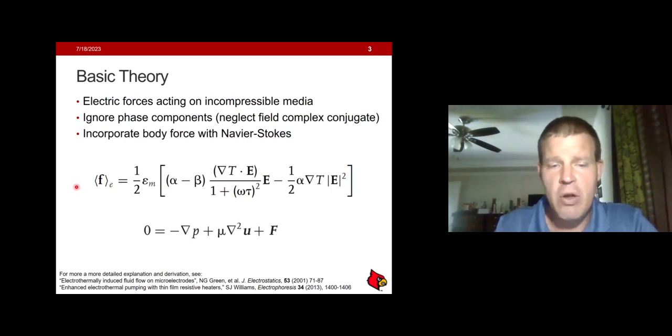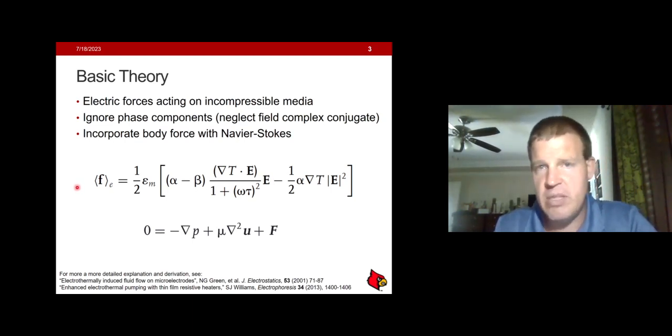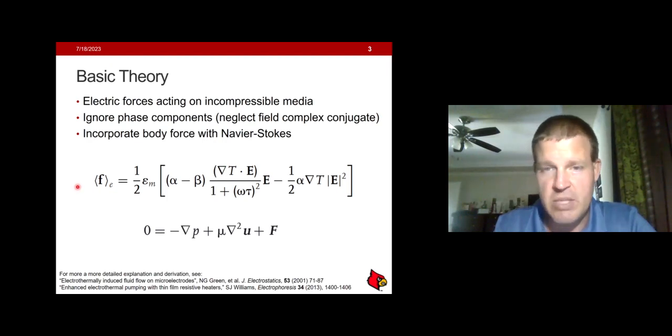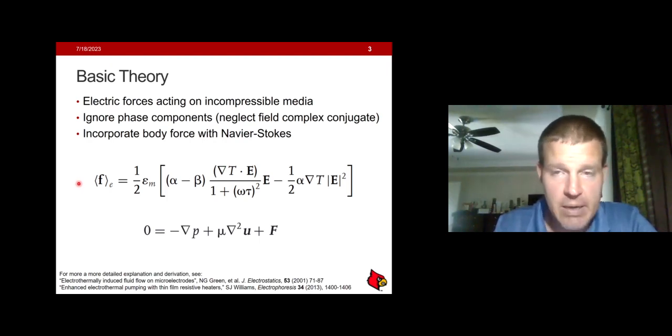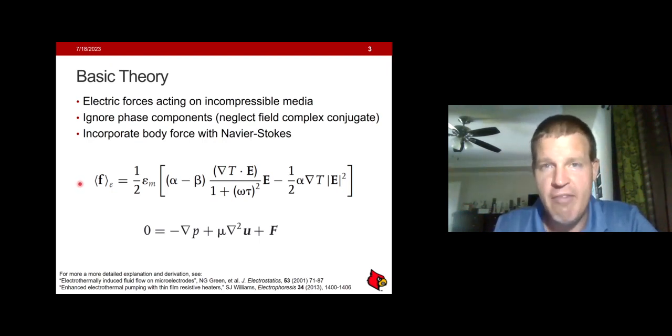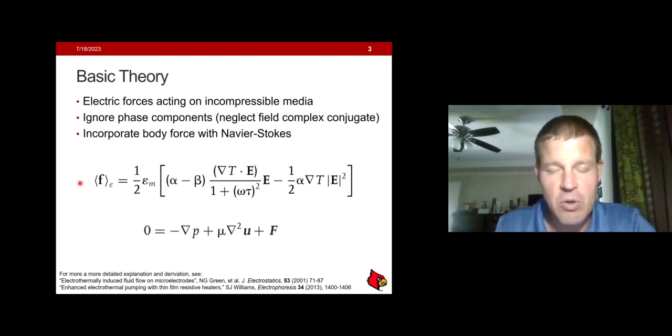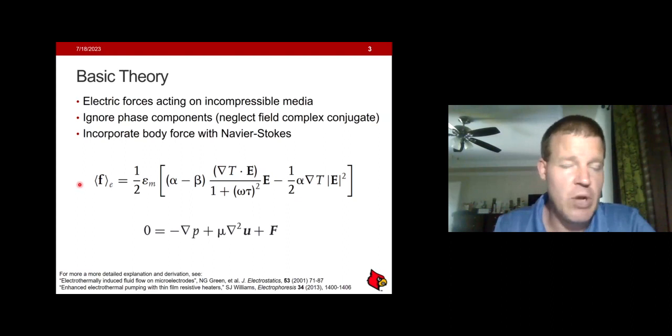Now, we are not going to go through the derivation. I have some references at the bottom that you can look at for the derivation. There are other resources that also have similar derivations. But the electric forces act on incompressible media. We're going to assume liquid flows through all of this. We are going to ignore any phase components. So if you have an AC signal that has different phase aspects to it, we're not going to talk about those here, though that information is available in other literature.